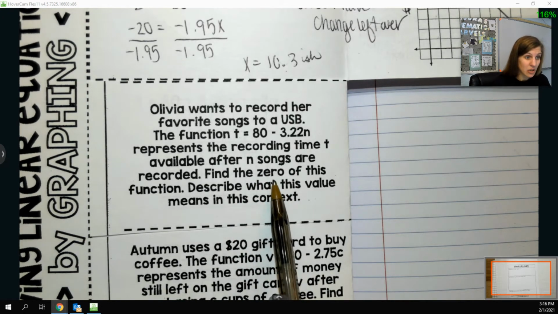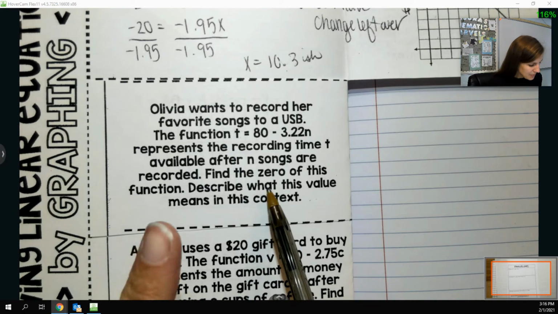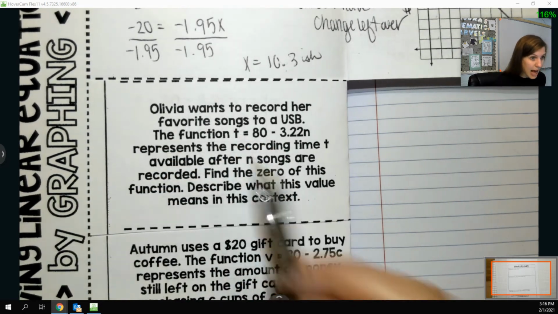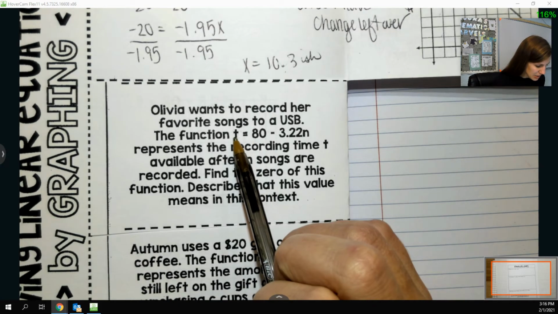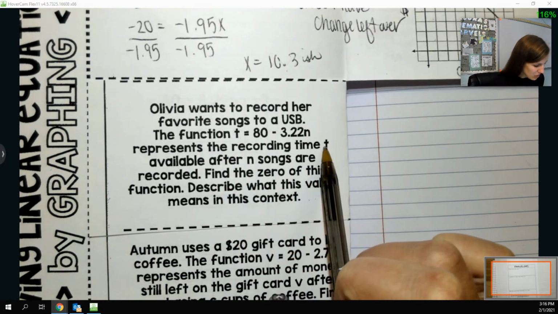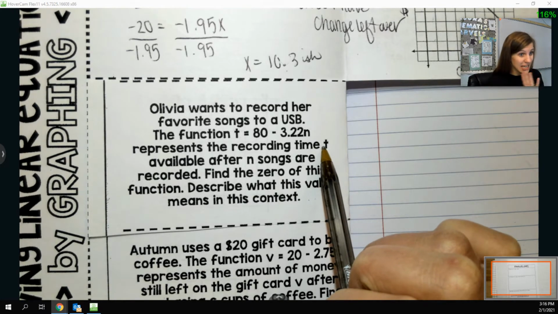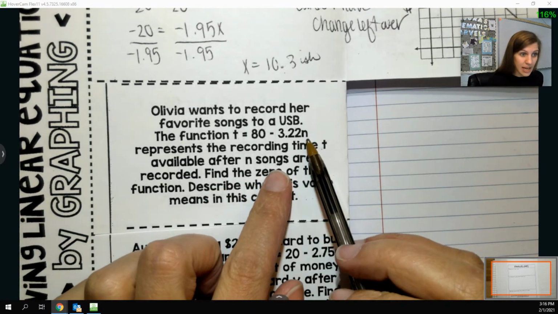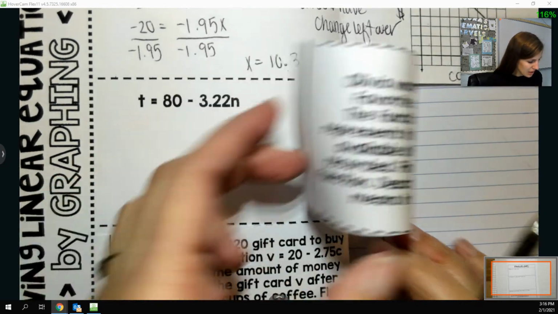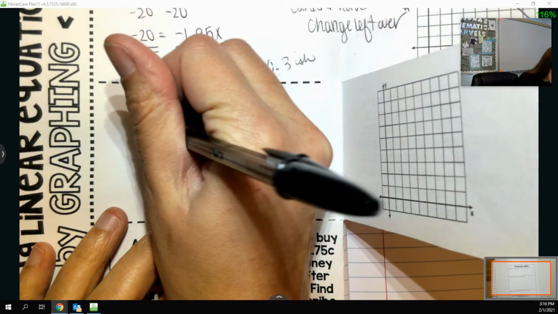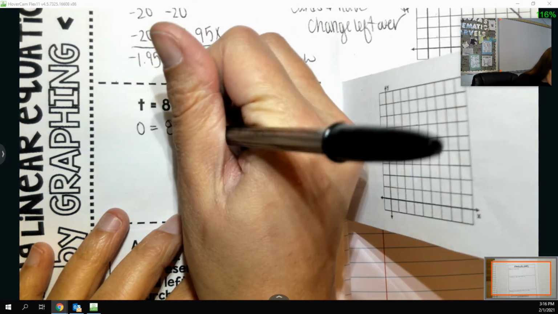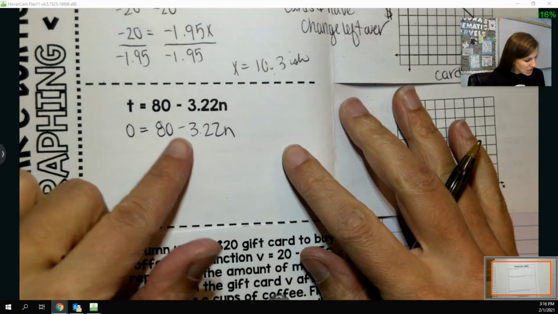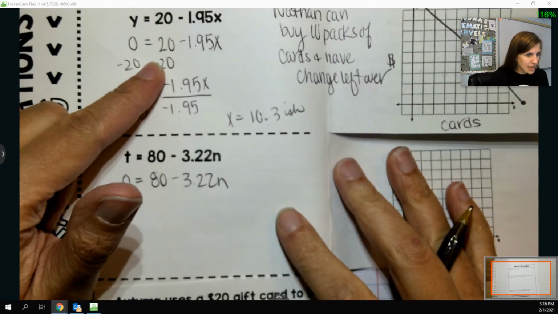Okay, so again, zero just means the x-intercept. So if it's the x-intercept, I'm going to replace y, or in this case t, with 0. If the recording time that I have left is 0, how many n songs can I record? Again, we'll replace y with 0.